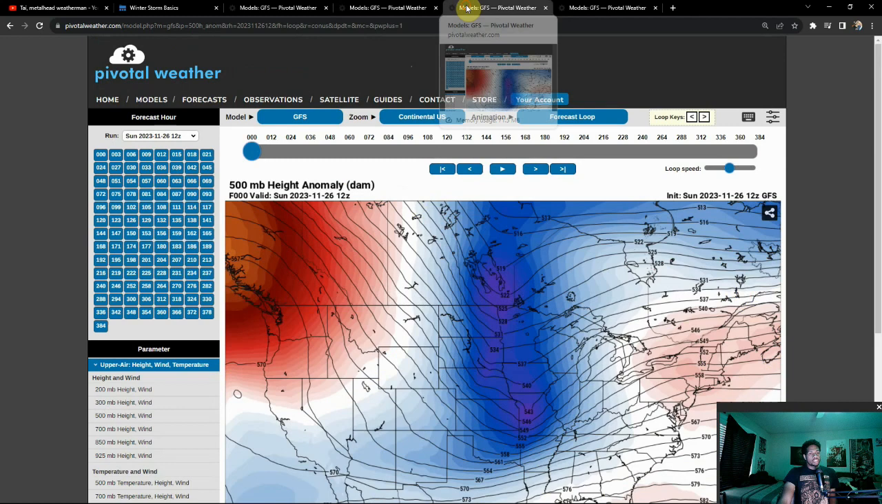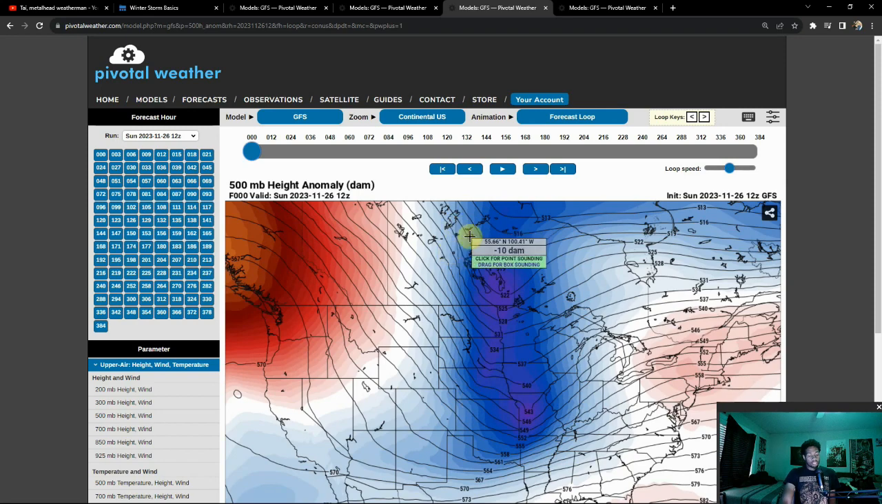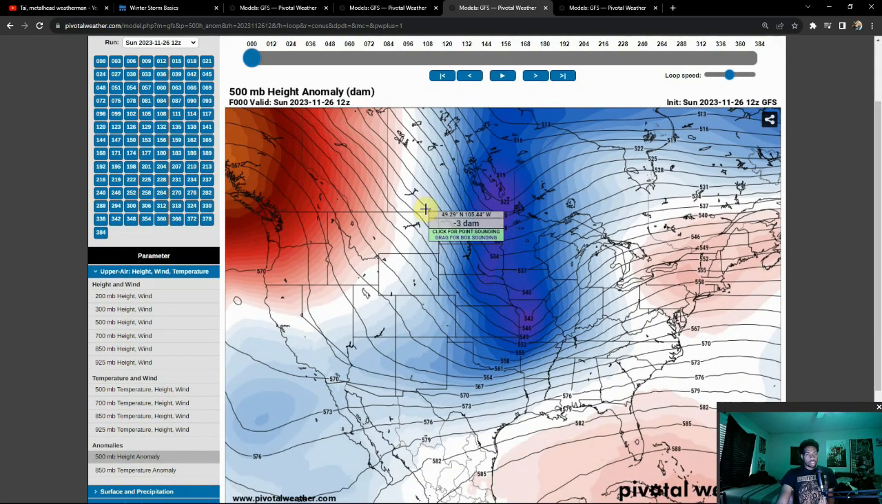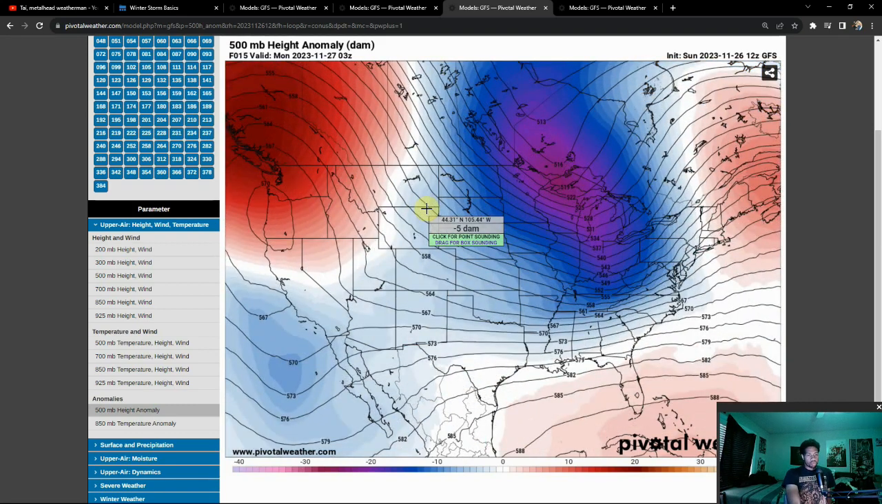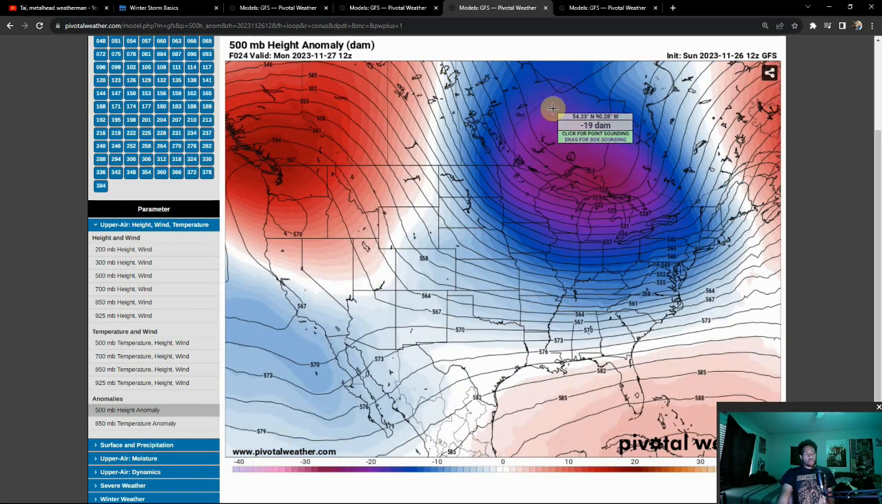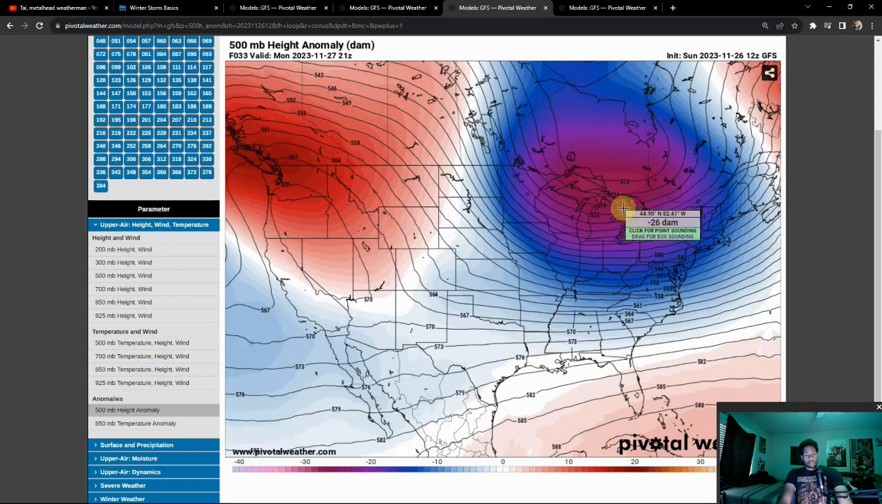So next thing we can look at, of course, is the height anomaly. This kind of gives us an idea of where the cold air is going to be, the cold air masses, I should say. And as we continue to roll forward here, we'll see that become a little bit more prevalent. Here's where our cold air setup is in the short term. This is 24 hours out from right now at the time of this video.